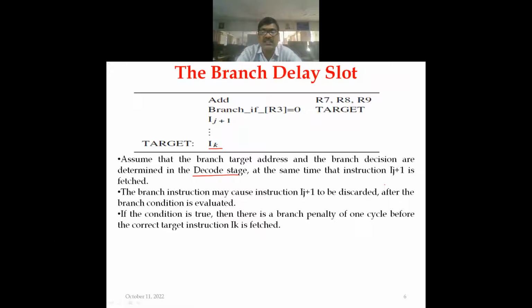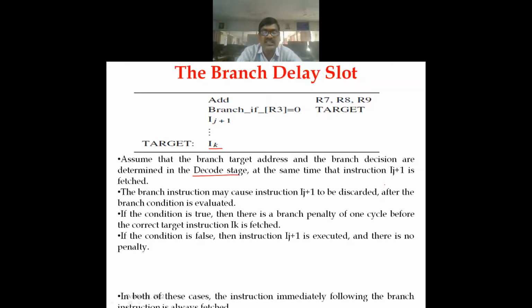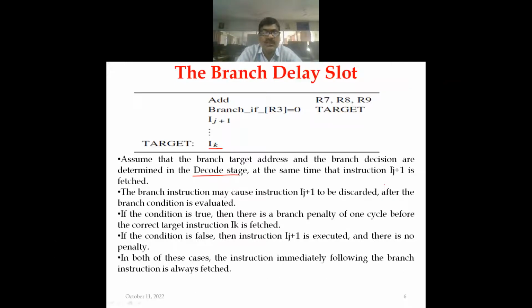If the condition is true, then there is a branch penalty of one cycle before the correct target instruction Ik is fetched. If the condition is false, then instruction Ij plus 1 is executed and there is no penalty. In both of these cases, the instruction immediately following the branch instruction is always fetched. The location that follows a branch instruction is called a branch delay slot.